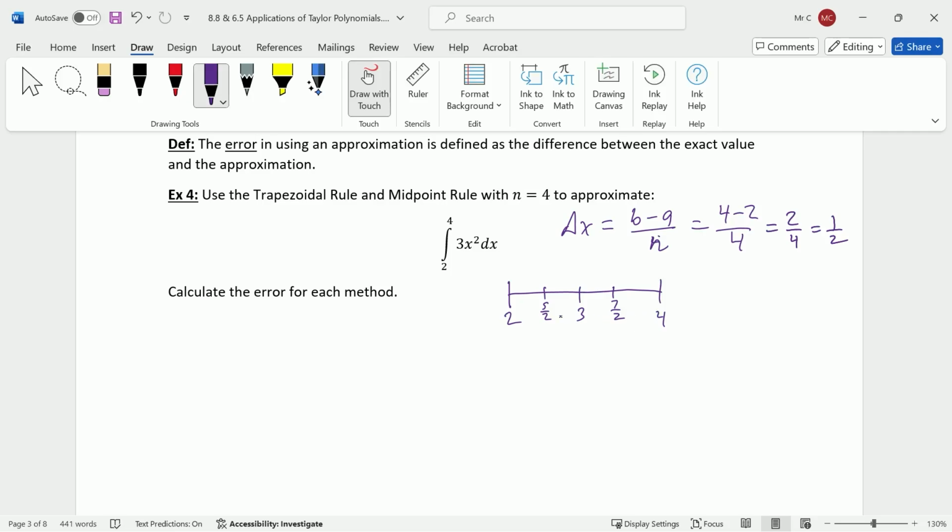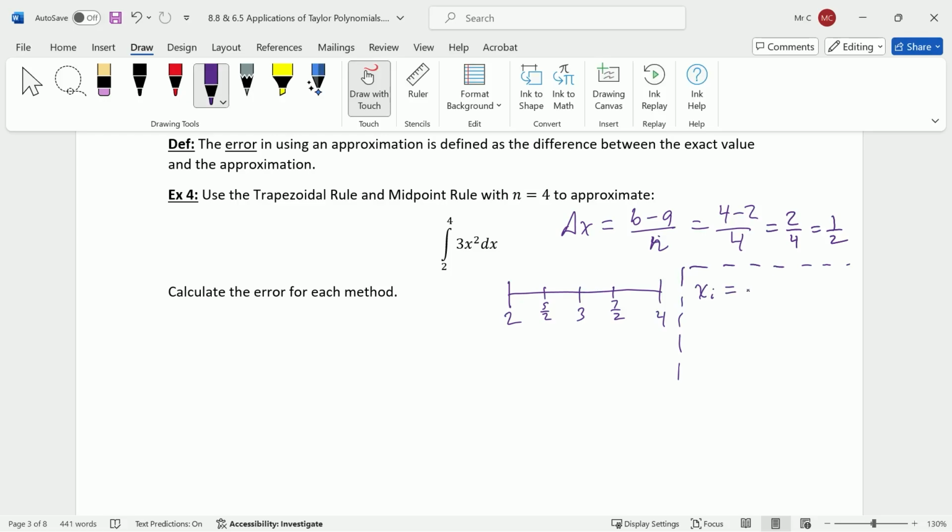And so those are all my interval points. If you wanted to use the formula, you absolutely could. And of course, you might need to if the value of n was really large or the interval was weird, whatever. But it's not necessary in this case.